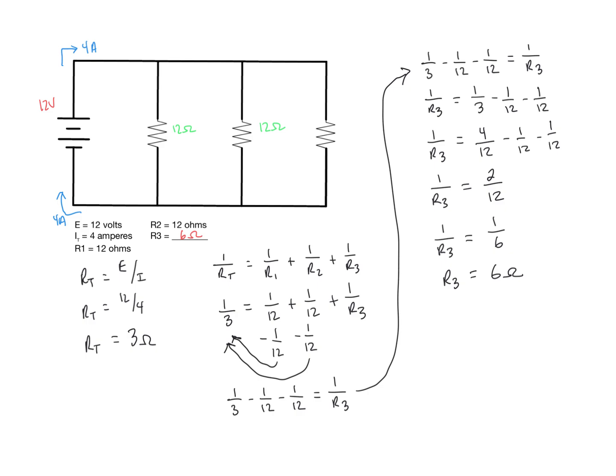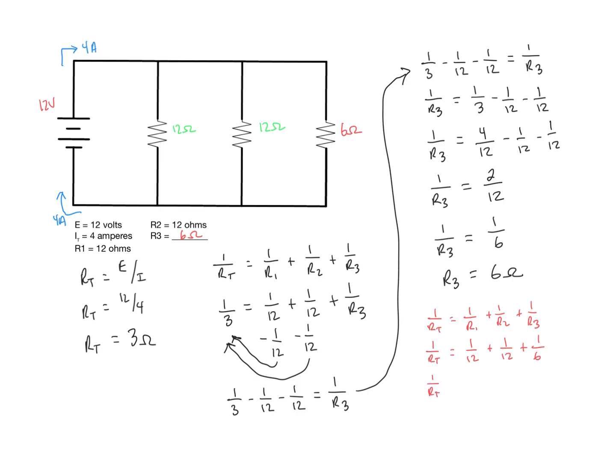Okay, and we can check these numbers by using our already known parallel circuit resistance formula, which is what? That's 1 over RT equal to 1 over R1 plus 1 over R2 plus 1 over R3. And in this case, we'll plug in our numbers: 1 over 12, 1 over 12, and 1 over 6.